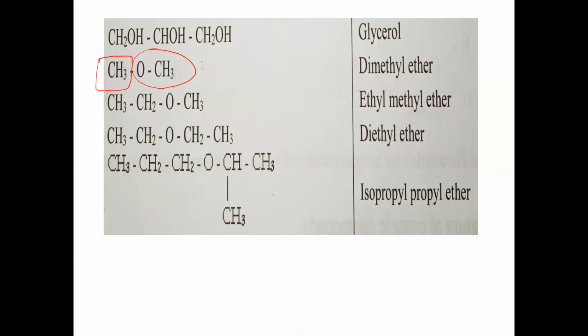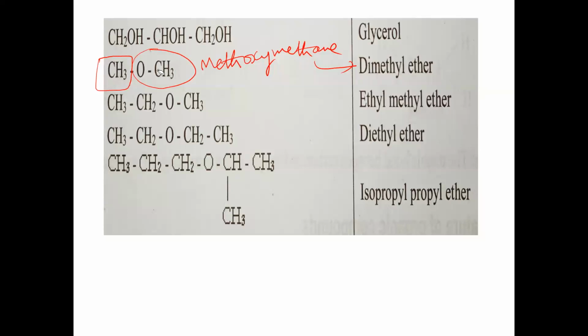Like this here, it is called methoxy. So what is the IUPAC name here now? Methoxy methane. Methoxy methane is the IUPAC name of dimethyl ether. Why is it called methoxy methane? Why is methane the parent name? Because only 1 carbon atom is present in the longest chain possible here.